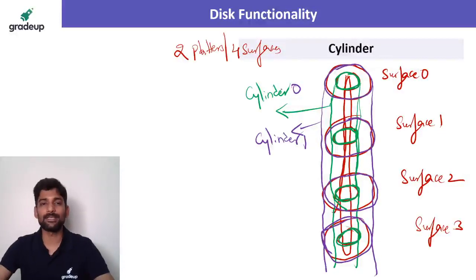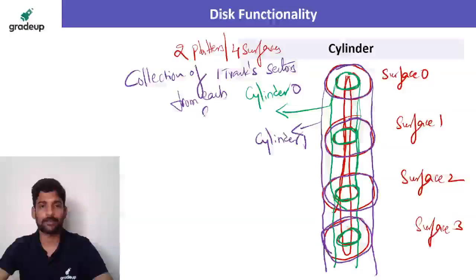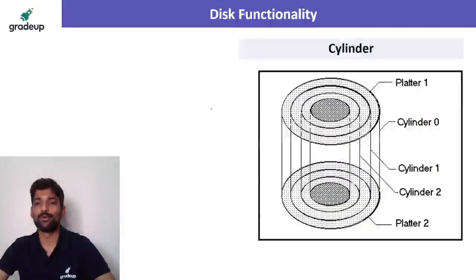So here basically what is a cylinder? Guys, make a note of it. A cylinder is a collection of one track's sectors from each surface. Collection of one track sectors from each surface is called a cylinder. Right? So here you can understand it even better.